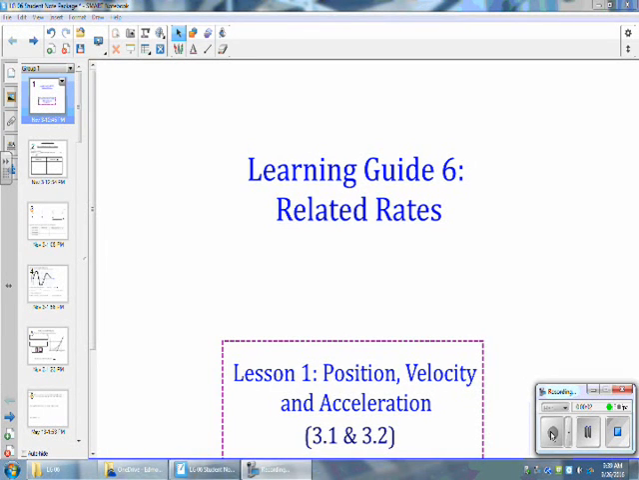All right, so this is Learning Guide 6, Related Rates. This is Lesson 1, where we're going to do an introduction into position, velocity, and acceleration.